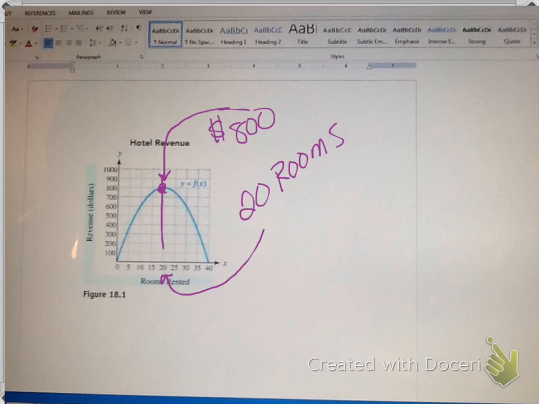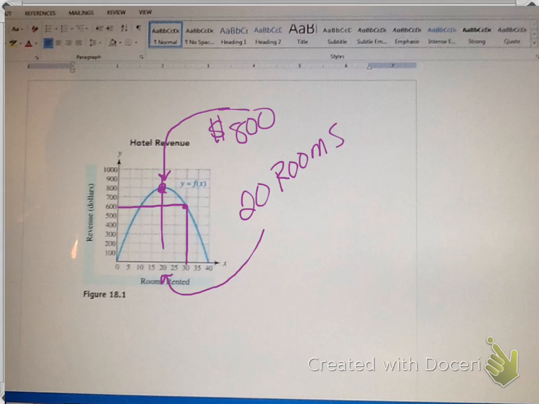They could also ask you stuff like, how much would the revenue be if they rented 30 rooms? Well, then you're going to want to look at where 30 rooms hits the parabola, and that's $600. So you want to be able to answer questions about that, and you should be able to say, well, if you rent 30 rooms, their revenue is going to be $600. We won't ask you to write a formula in day 1 of 18.1, so you don't have to worry about that question that was in there.